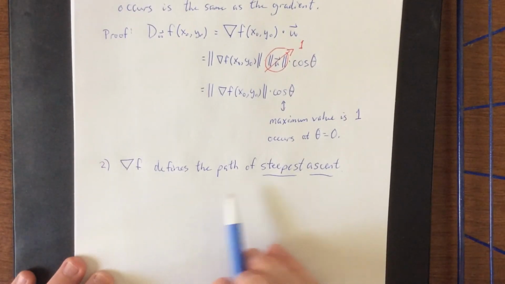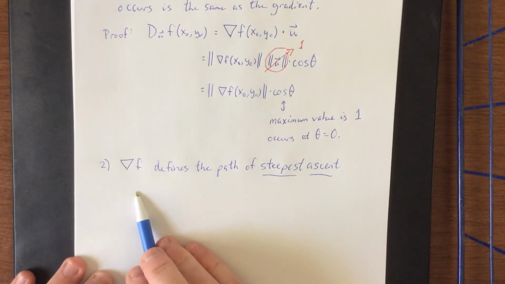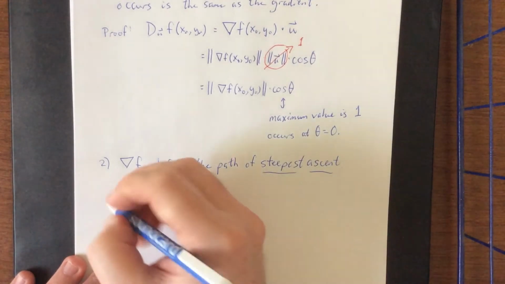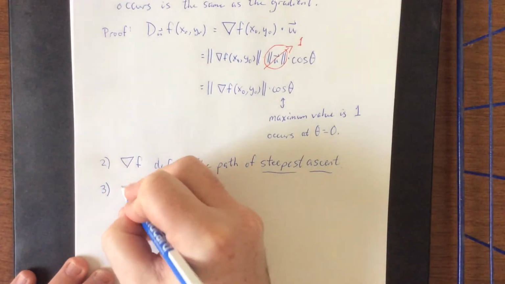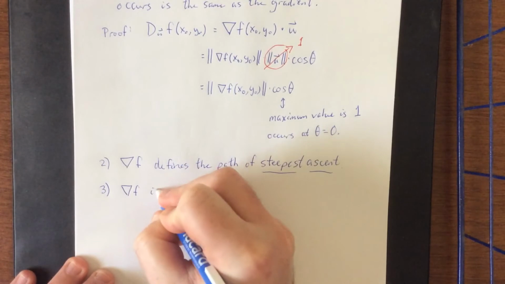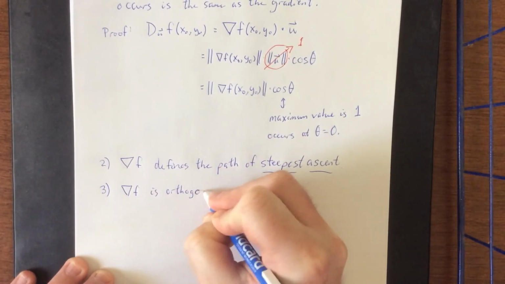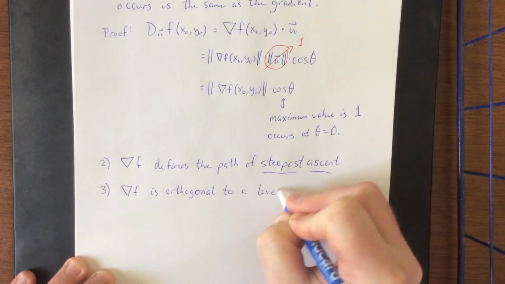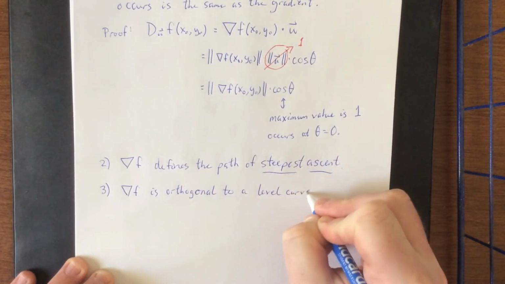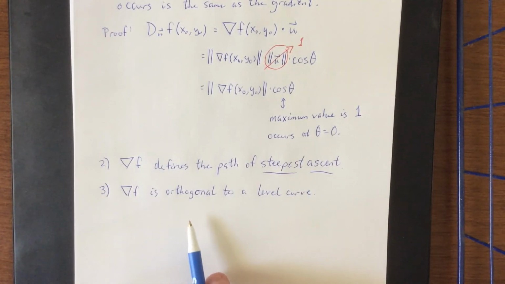That also means that if we wanted the quickest descent, we would just point ourselves in the opposite direction of the gradient vector. And finally, the gradient vector is orthogonal to a level curve. Or rather, the level curves and the gradient vector will always be orthogonal to one another.